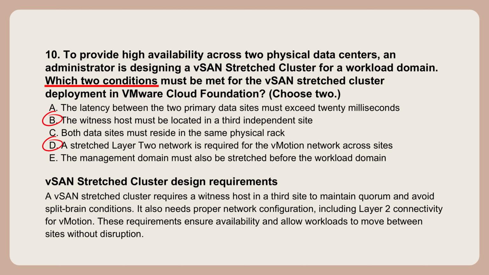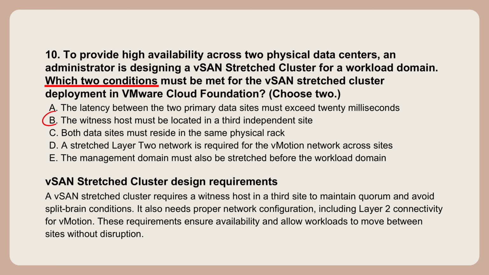And the second requirement, D. Right, D, a stretched Layer 2 network for vMotion. When a disaster strikes, or even during maintenance, VMs need to seamlessly migrate from Site 1 to Site 2. Yeah. If the network isn't stretched, the VM would have to change its IP address when it arrives at the new site, which drops active connections. It just completely breaks the application. Exactly. Stretching Layer 2 ensures the VM wakes up in the new data center, keeps the exact same IP, and the user never knows anything happened.